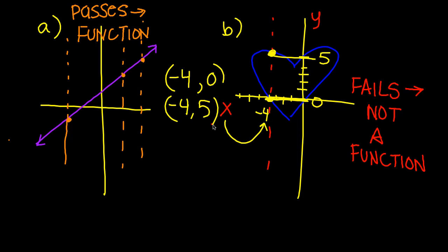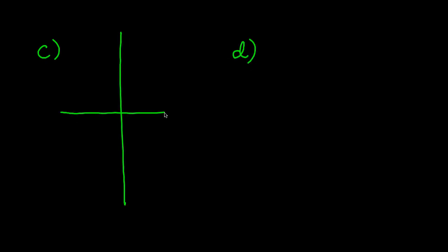So the vertical line test is really a shortcut for mapping all the points out on our function and trying to decide whether or not there's going to be any inputs that are repeating. And in this case, that input, that -4 value, has 2 different y values that go with it, so it's not a function. Let's do a couple here. Let's do C and D. And I'd like to know whether or not you think that each one of these is a function.